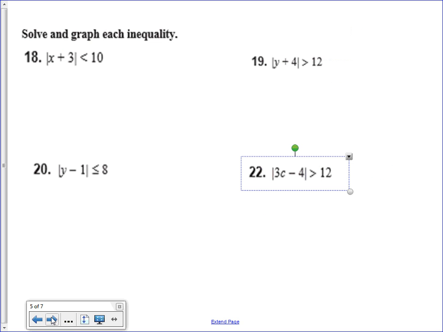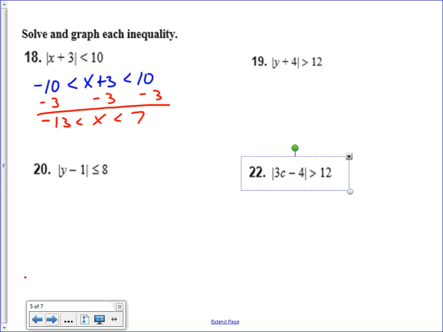So if I take a look at a problem, for instance, number 18, we have a less than. So I know that it's going to be a sandwich type. I know I'm going to write it like this: negative 10 is less than x plus 3 is less than positive 10. Once I have that written, I can solve it just the way I would have solved the compound inequalities before. I would get the x by itself by subtracting 3 everywhere. So I would end up with negative 13 is less than x is less than 7.